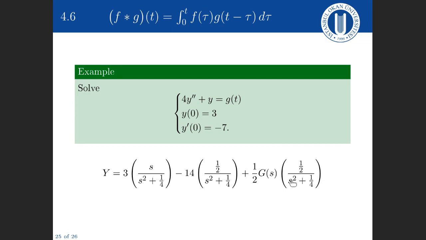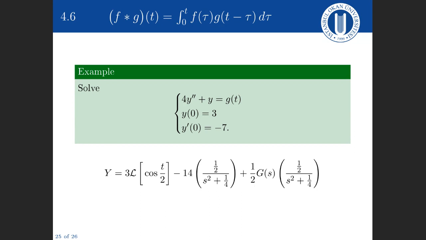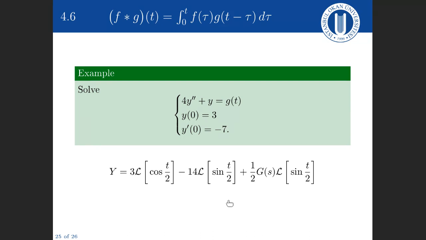In order to make these look like the functions on the table of elementary Laplace transforms, we take the other numbers out. 3, 14, and a half we take outside of the brackets. And then, of course, we have the Laplace transform cos 2t first. A half over s squared plus a quarter is the Laplace transform sine 2t.